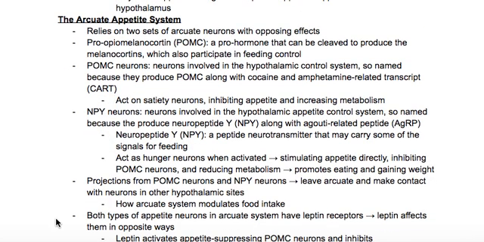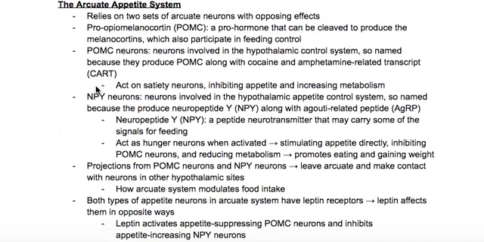Next section is titled The Archaic Appetite System. This mainly relies on two sets of archaic neurons with opposing effects. The first one being the POMC, or the pro-opiomelanocortin, which is a prohormone that can be cleaved to produce the melanocortins, which also participate in feeding control. The neurons that have receptors for these are the POMC neurons, which are involved in the hypothalamic control system. They mostly act on satiety neurons and inhibit appetite and increase metabolism.